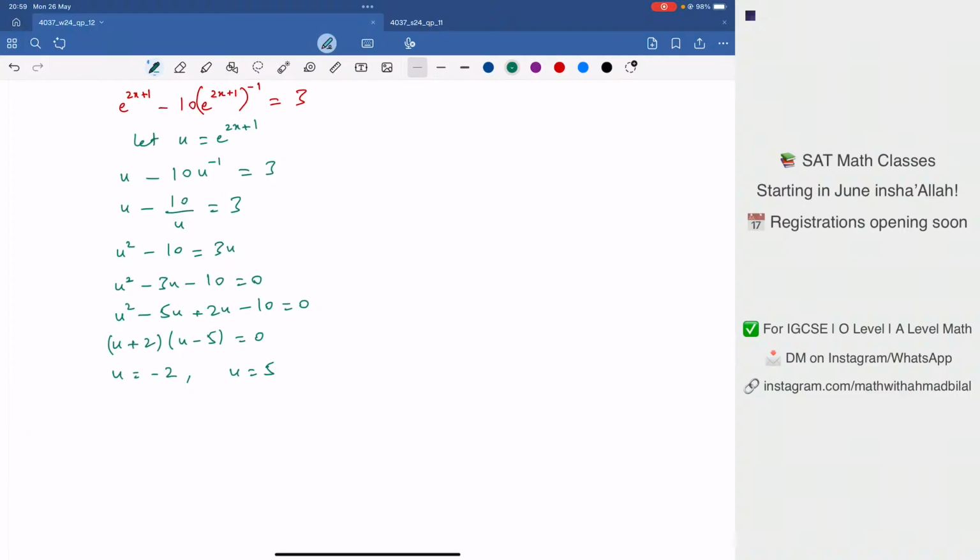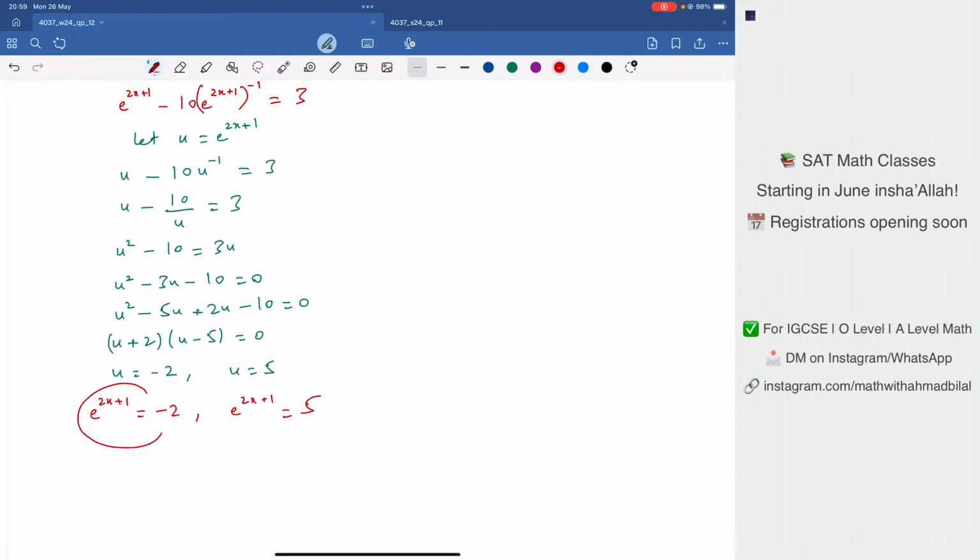Put that substitution back now. You say e raised to power 2x plus 1 is either equal to minus 2 or e raised to power 2x plus 1 is equal to 5. Now the first one does not give you anything because a positive number raised to power anything can never be negative, right? You can try taking log on both sides as well, and that will give you an error, so you don't get anything useful from that.